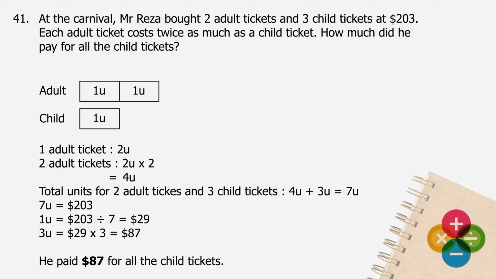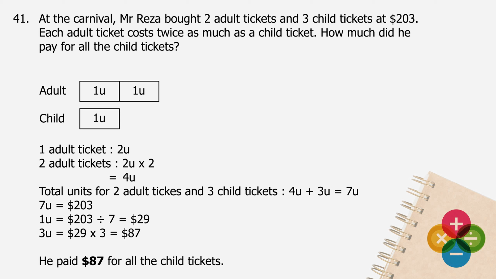Let the cost of one child ticket be 1 unit. Cost of one adult ticket will be, multiply 1 unit by 2, and the product is 2 units. Cost of 2 adult tickets will be, multiply 2 units by 2, and the product is 4 units. The total units for 2 adult tickets and 3 child tickets will be, add 4 units to 3 units, and the sum is 7 units.